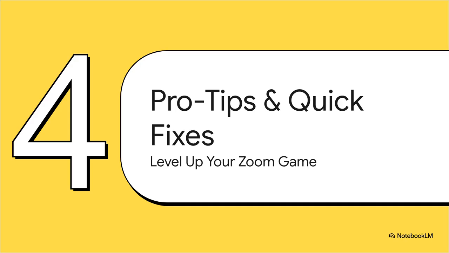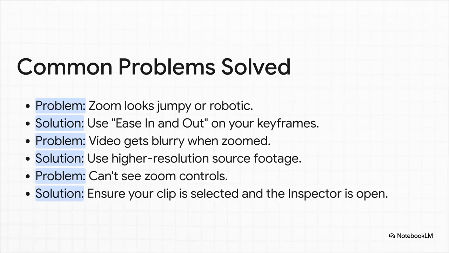Now let's level up your game with a quick lightning round of pro tips and fixes for those super common headaches you might run into. Now listen up, because this might be the single most important tip of all. If you think you're going to be zooming in your edit, shoot your footage in a higher resolution, period. If you're delivering a 1080p video, shooting in 4K gives you a ton of extra pixels to play with. It means you can punch way in on your shot and the image stays perfectly sharp and crisp. No more blurry messes.